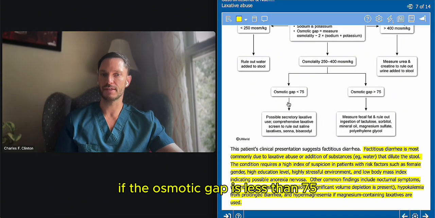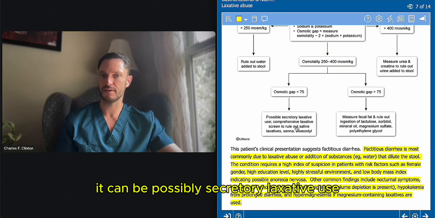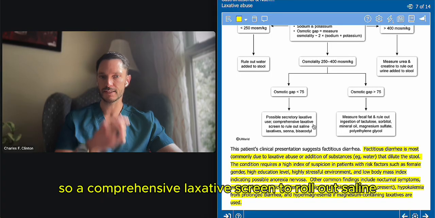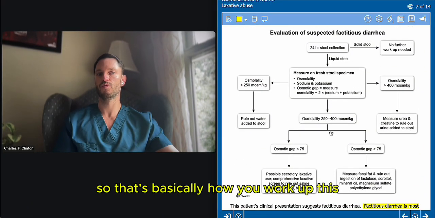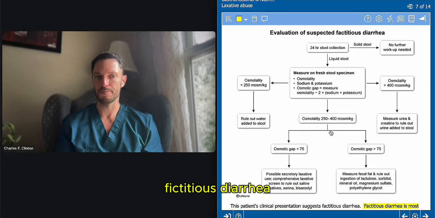If the osmotic gap is less than 75, it can possibly be secretory laxative use. So do a comprehensive laxative screen to rule out saline laxatives, senna, or bisacodyl. That's basically how you work up factitious diarrhea.